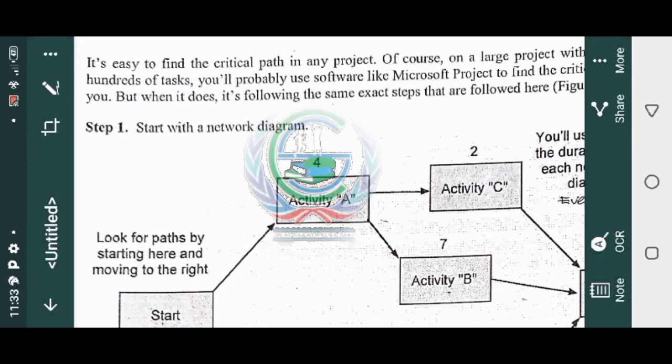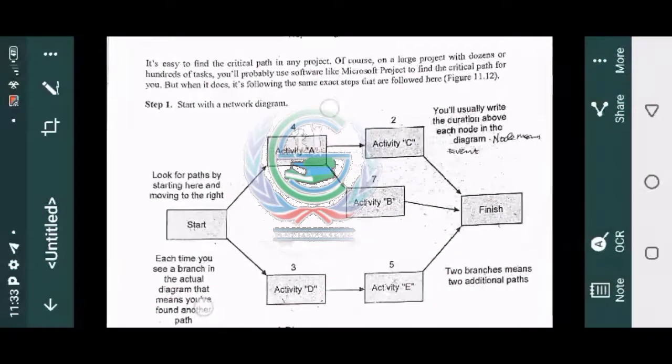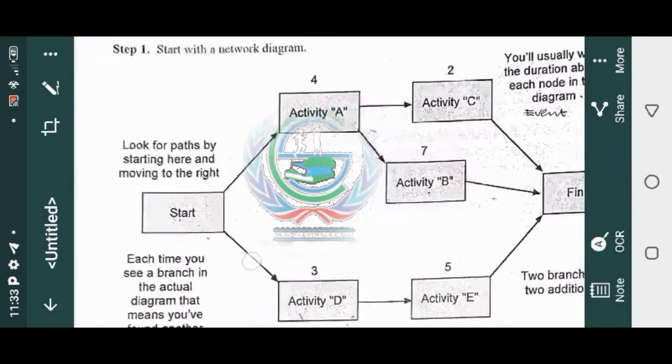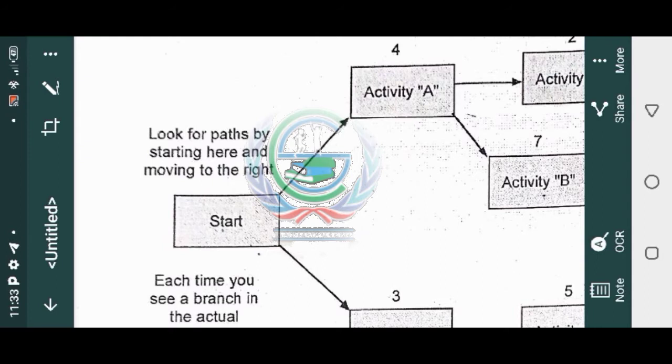Now look at step 1. Just start with a network diagram. Without this network diagram, there is no way we could get our critical path. Now look here, you can see I'm zooming in. It said look for paths by starting here and moving to the right. Now look here, this is start. Did you see this? Now there's a path here. This is the first thing we want to do here: start activity A.